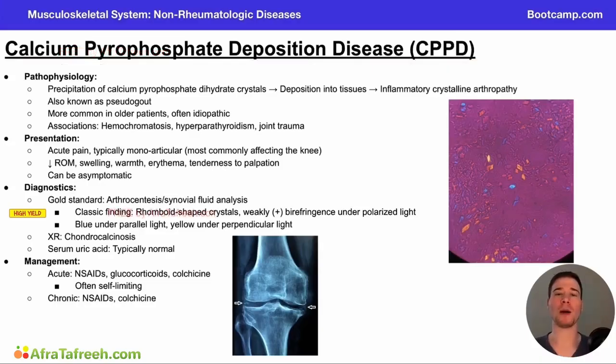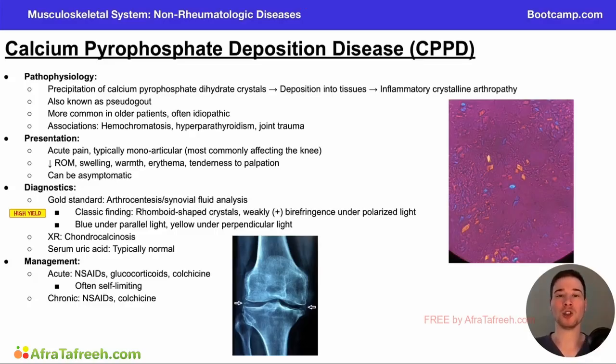So again, when we're thinking about joint pathology, we can think about all the different things that can cause joint pain that a patient can present with. So we've talked about osteoarthritis, we've talked about gout, we're now going to talk about CPPD, we're going to talk about septic arthritis, rheumatoid arthritis. So there's a very big differential when a patient presents with joint pain.